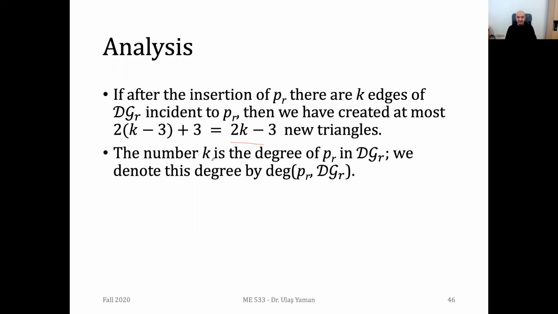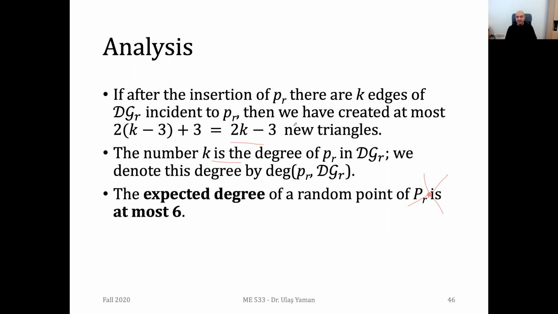This is the maximum number of triangles you can generate, 2K minus 3. As I said, K is the degree of PR, and degree is the number of edges your point can have. For instance, this one has degree 2, 3, 4. So depending on the degree of the new point PR, you can determine how many triangles are to be generated.